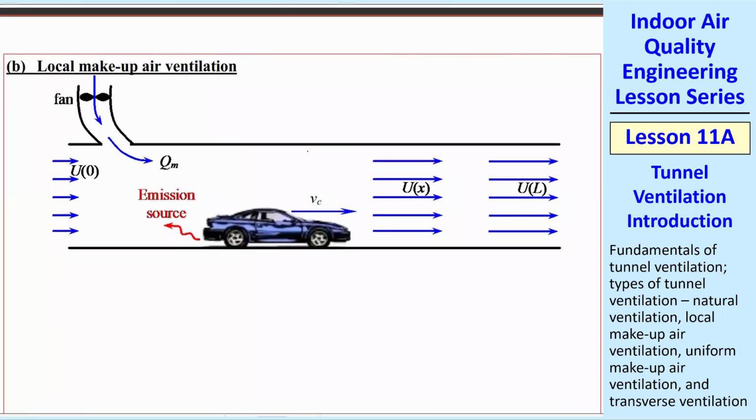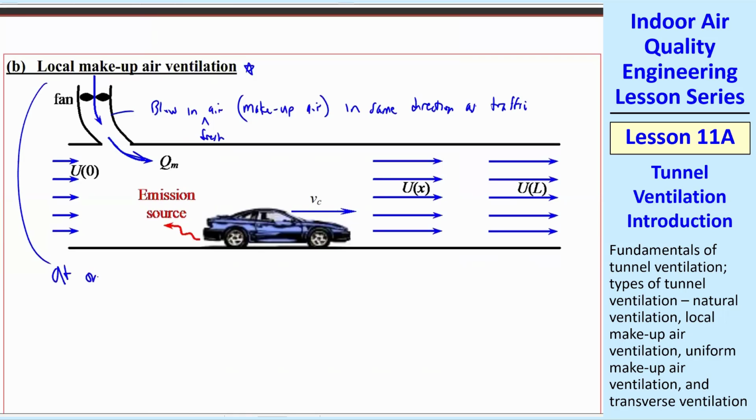If it's a longer tunnel, what do you do? The next more in complexity is what's called local makeup air ventilation. And that is when you blow in some air, and we call that makeup air. Just like we do in rooms, you blow in some fresh air from outside, and you blow it kind of in the same direction as the traffic. Local means it's at one location, and it's usually right near the beginning of the tunnel.